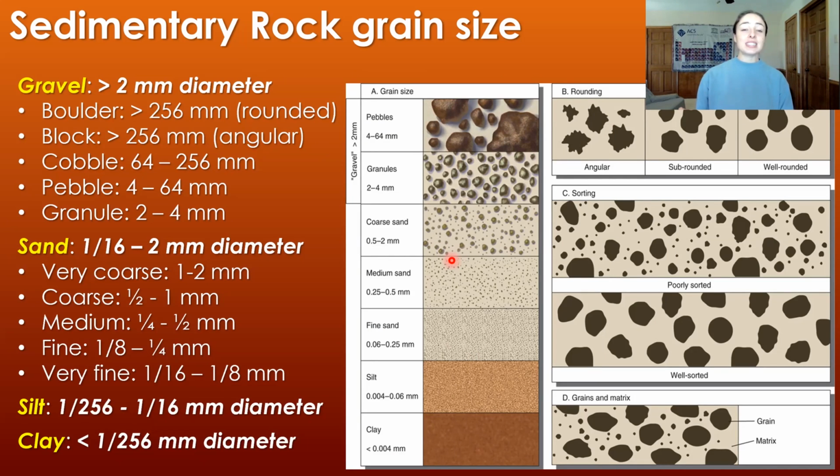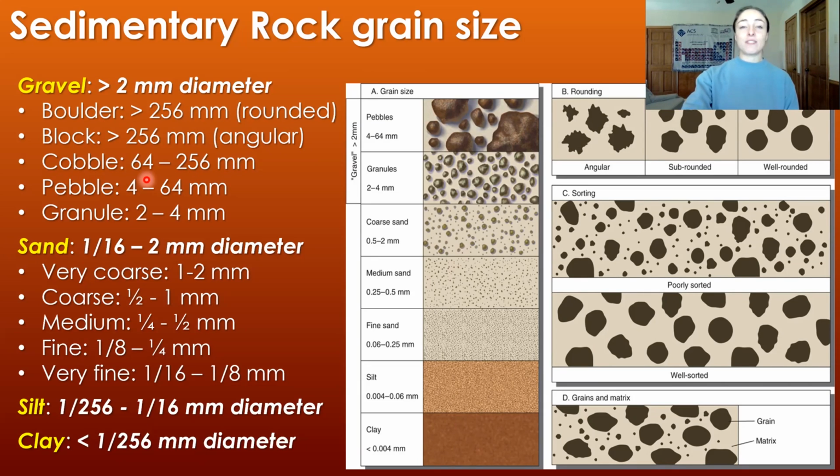So first, let's define the major grain sizes in sedimentary rocks, specifically clastic or detrital sedimentary rocks. So things like conglomerates, sandstone, siltstones, and shales. First we have the largest grain sizes, which are all clumped into one term called gravel. Gravel is defined as any grain larger than 2 millimeters in diameter. And obviously there's a lot of grains that are larger than just a measly 2 millimeters, so this has a lot of subcategories to it.